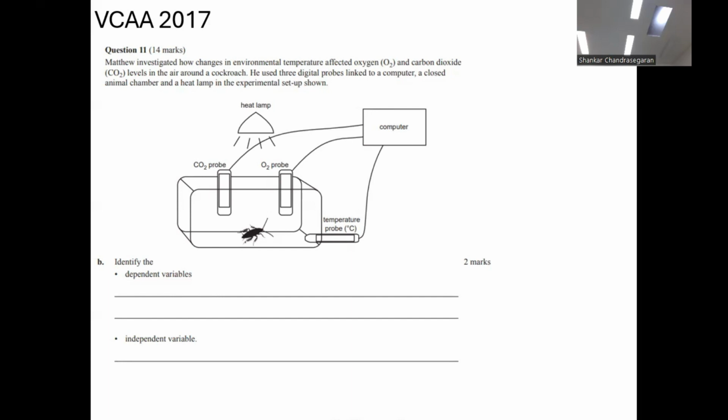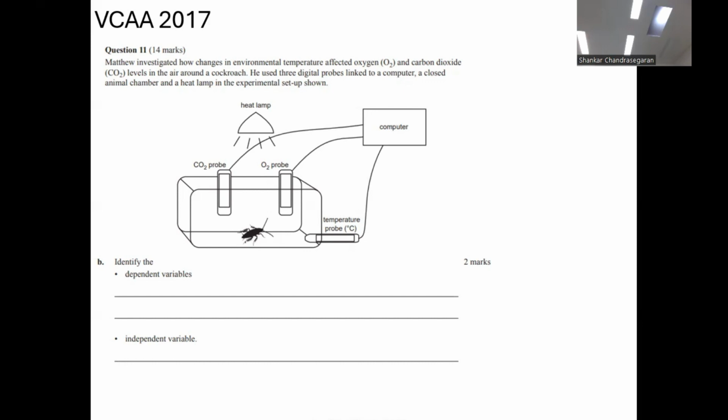First sentence itself, right? Matthew investigated how changes in environmental temperature affected oxygen and carbon dioxide levels. That is almost like an aim if you look at it, right? In your question, you'll be shocked how often they include your aim without even realizing it. You need to be able to extract the variables from the aim that they are giving.